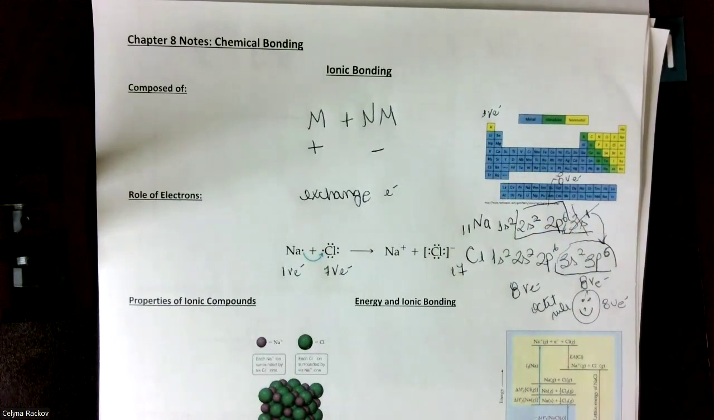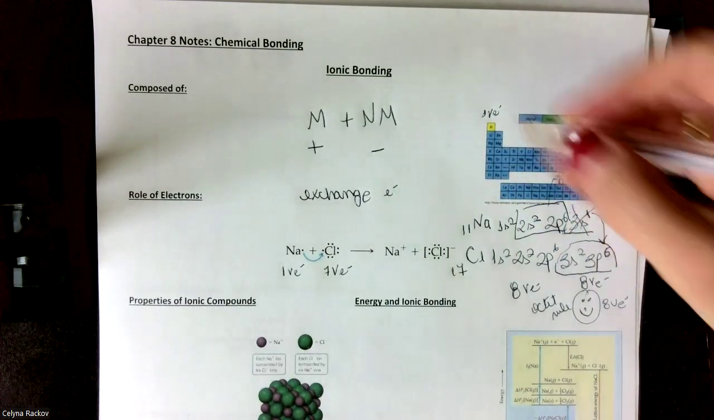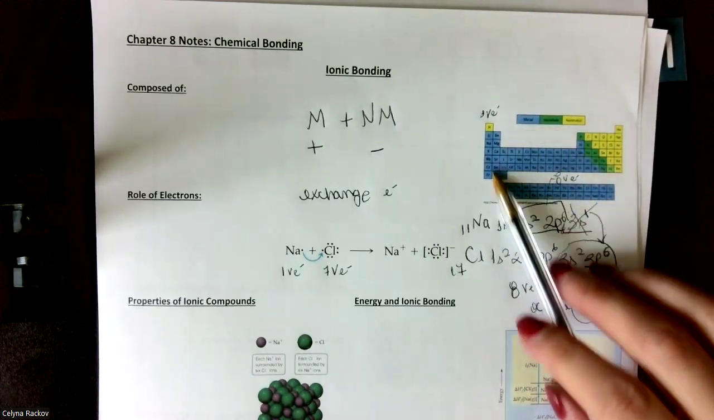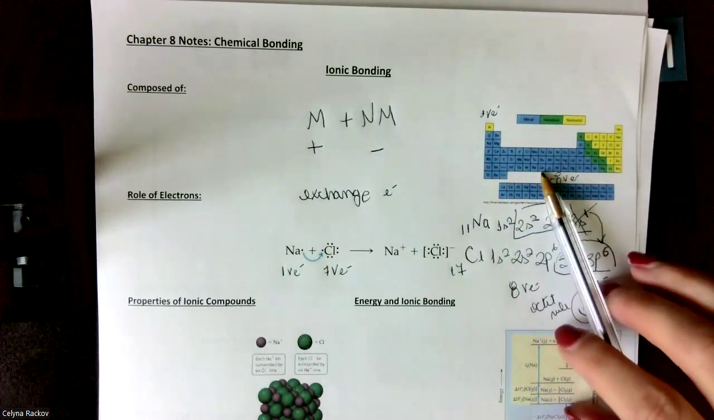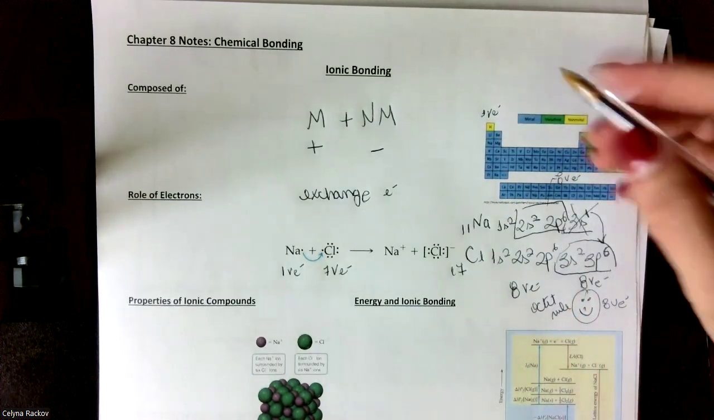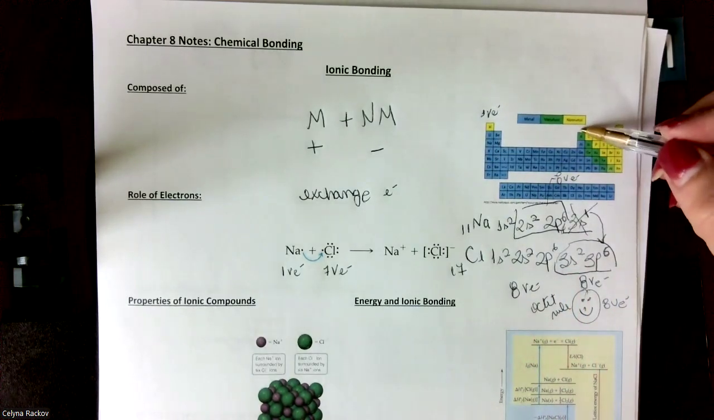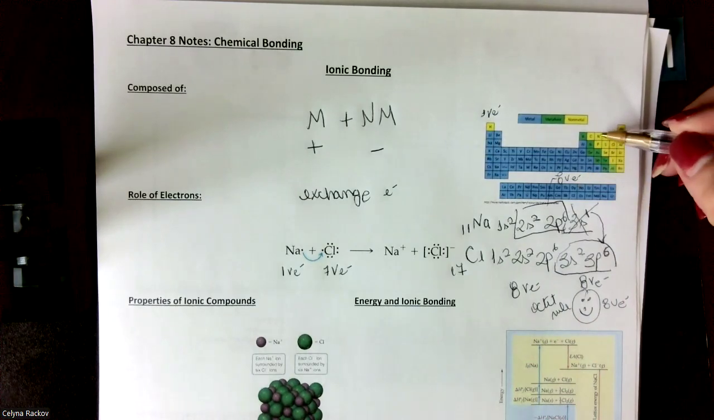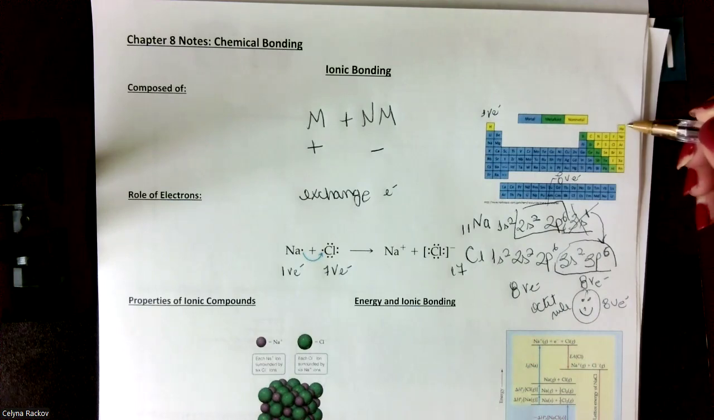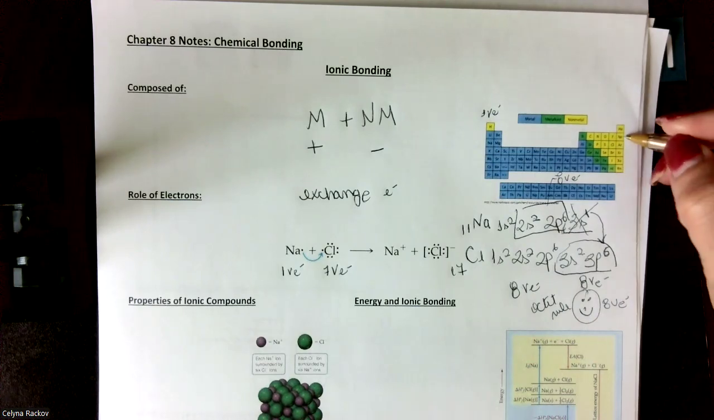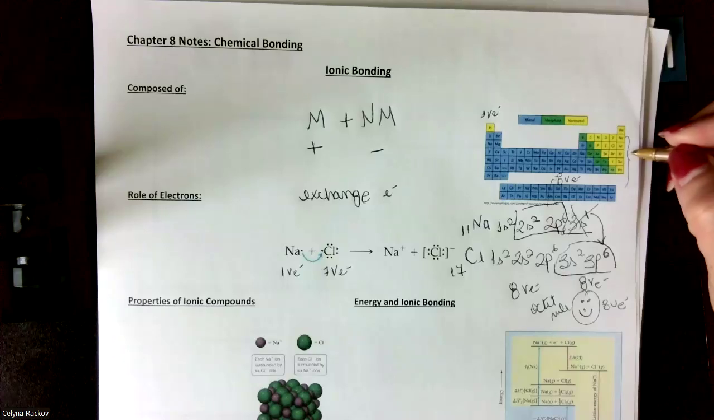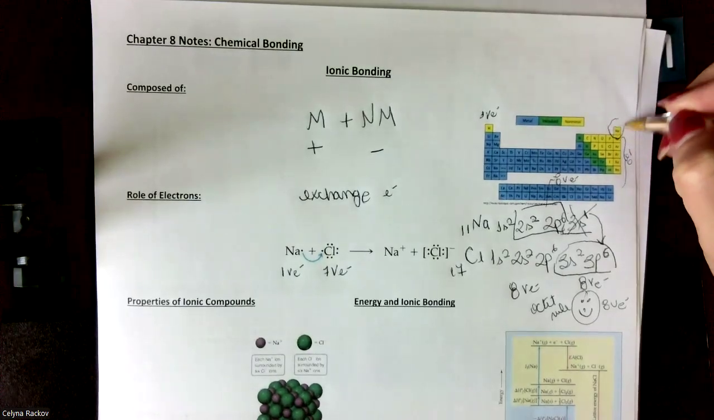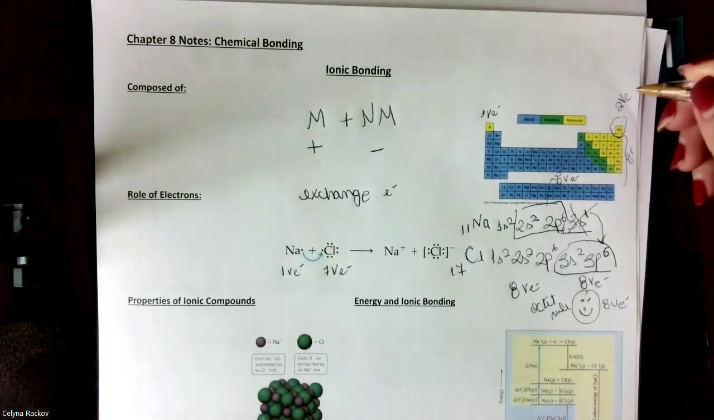This 2A here, group 2, has 2 valence electrons. Then we skip the transition metals, and continue here. Group 3A, 3 valence electrons, 4A, 4 valence electrons, 5, 6, 7, 8, 8 valence electrons. So noble gases have 8 valence electrons, with the exception of helium. Helium has only 2 valence electrons.